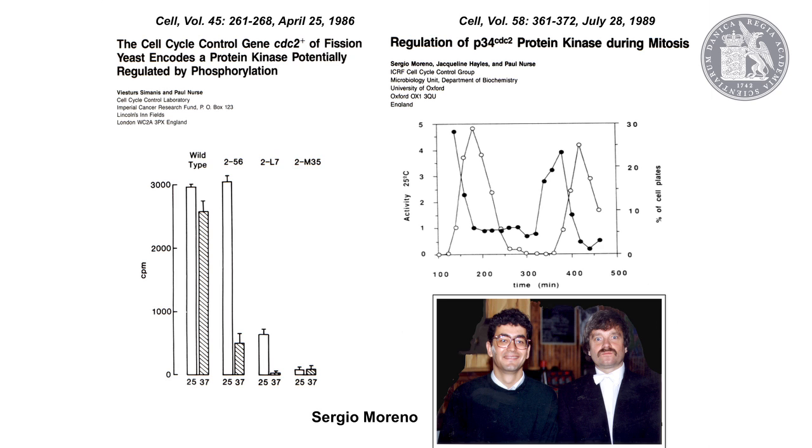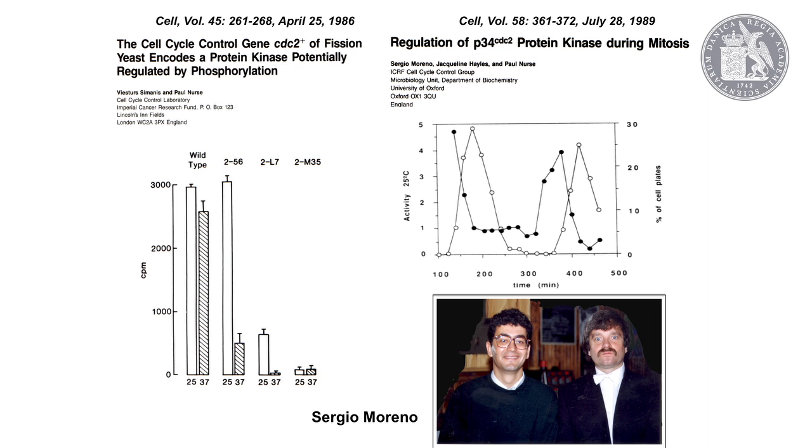So with that experiment, and we showed that CDC2 had protein kinase activity, we could now suggest that CDC2, the major rate-limiting step for the cell cycle, encoded a protein kinase that phosphorylated other proteins. So we measured protein kinase activity as it goes through the cell cycle, and this is an experiment done by Sergio Moreno in my lab, who now works in Salamanca.